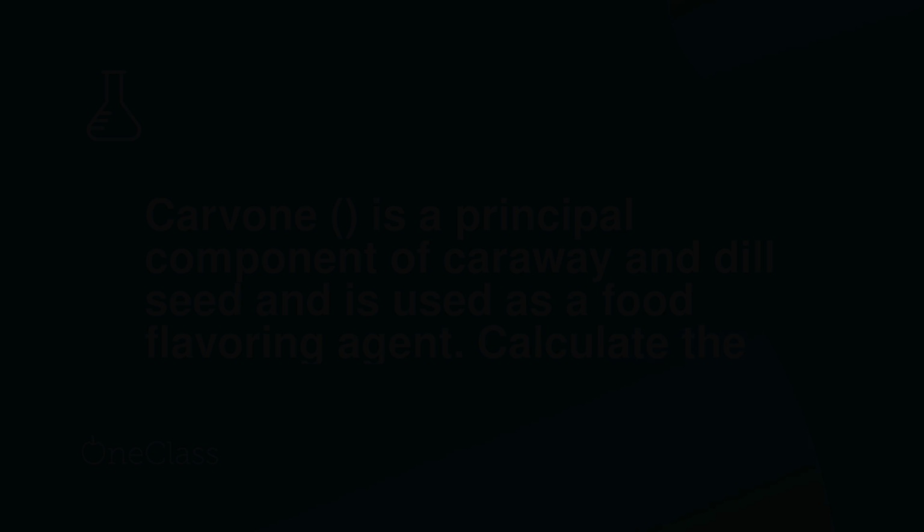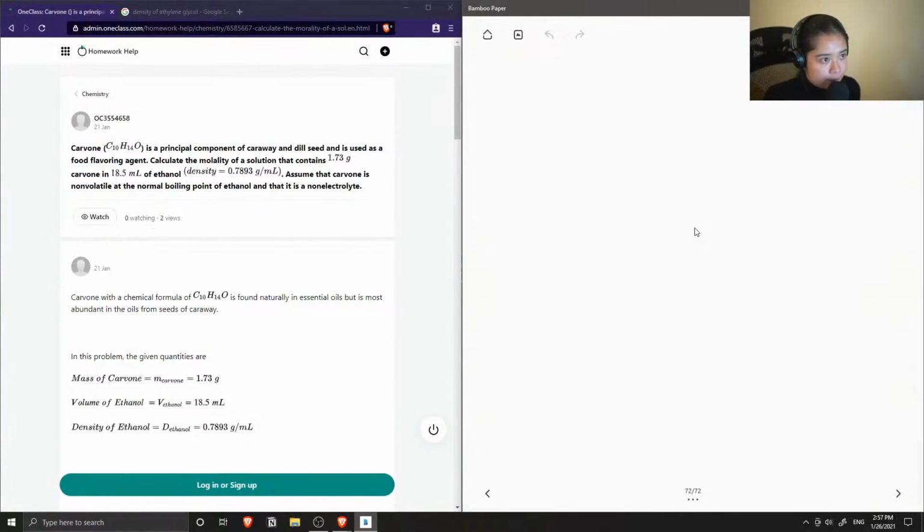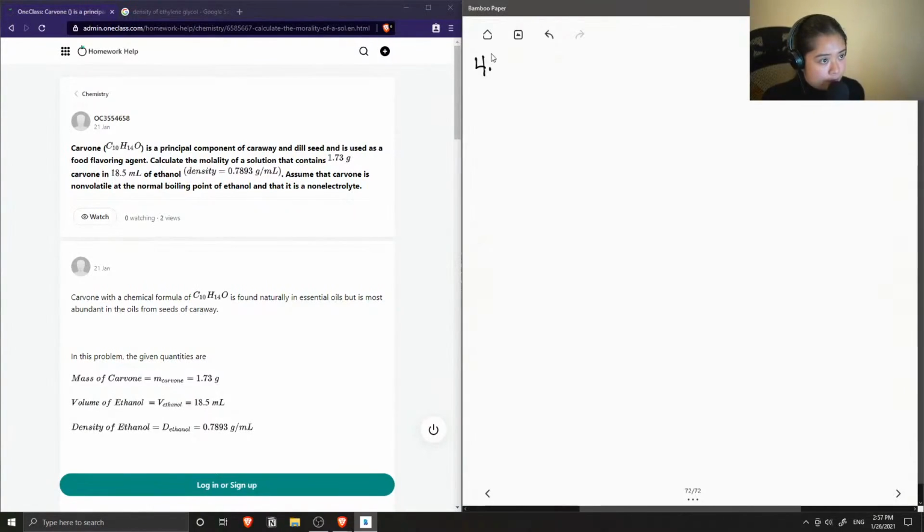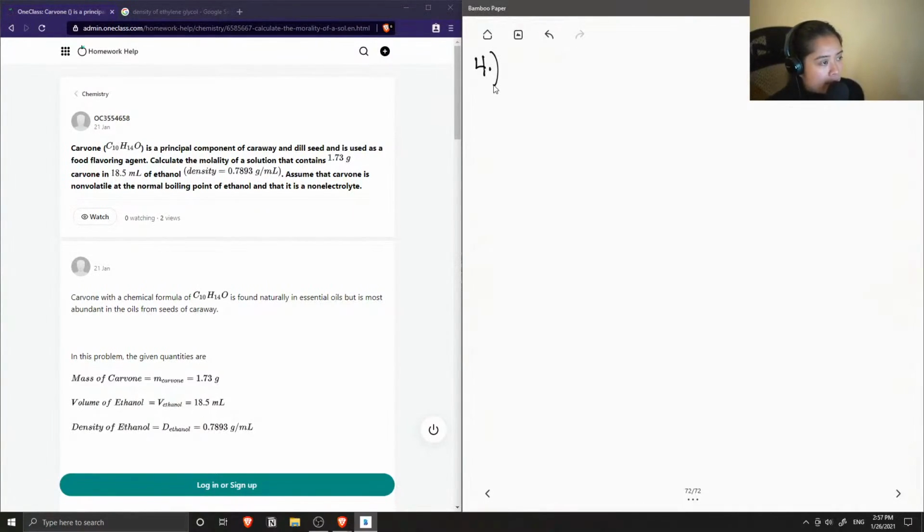Okay, so question. Carvone is a principal component of caraway and dill seed and is used as a food flavoring agent. Calculate the molality of a solution that contains 1.73 grams carvone and 18.5 milliliters of ethanol. And the density is given, 0.7893 grams per mL. Assume that carvone is non-volatile at the normal boiling point of ethanol and that it is a non-electrolyte.